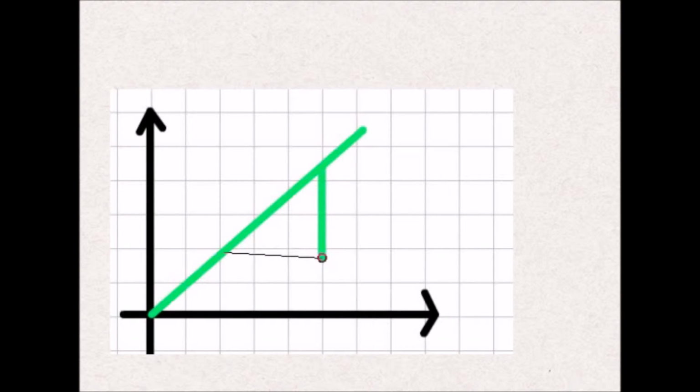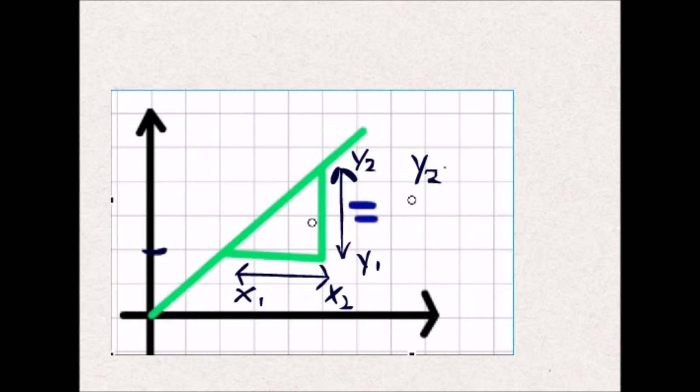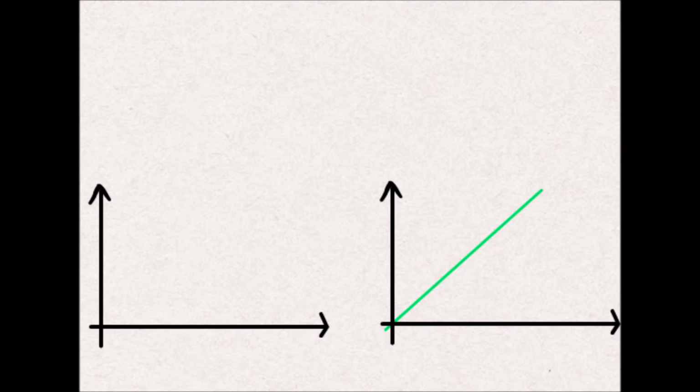Let's first look at a straight line graph. We already know that the gradient of a straight line graph is the change of y divided by the change of x. Knowing this is crucial to understand derivative, and I will show you why later in this video. Moving on, let's now look at a curve.